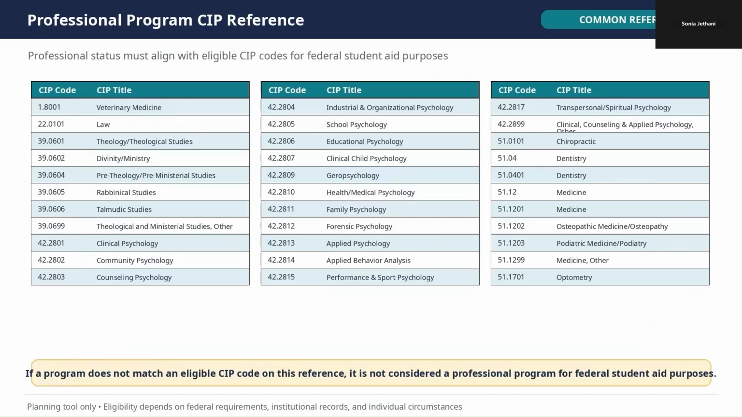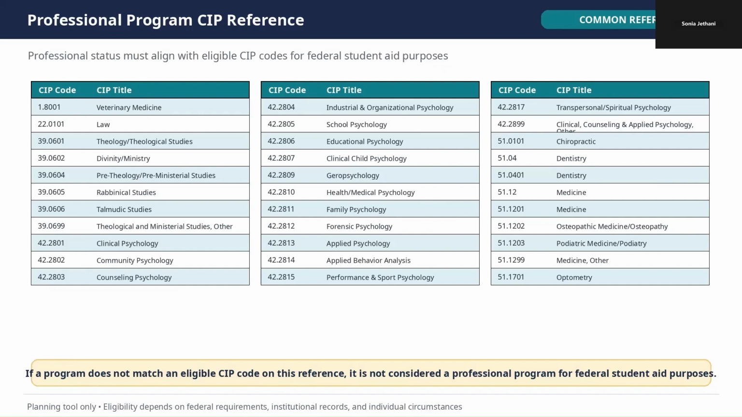Professional classification of instructional programs reference. Program classification matters because professional students and graduate students have different annual and aggregate loan limits under the new rules. A program is considered professional for federal student aid purposes only if it aligns with the appropriate professional program category and CIP code.